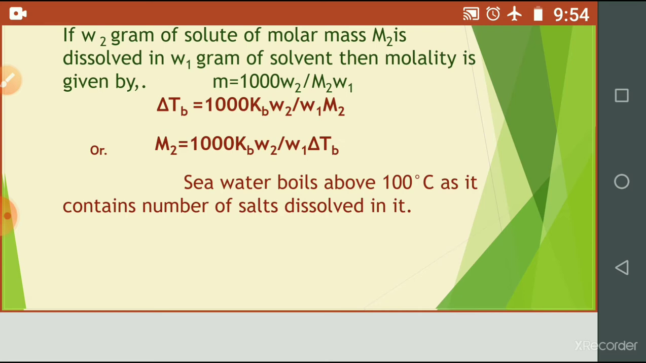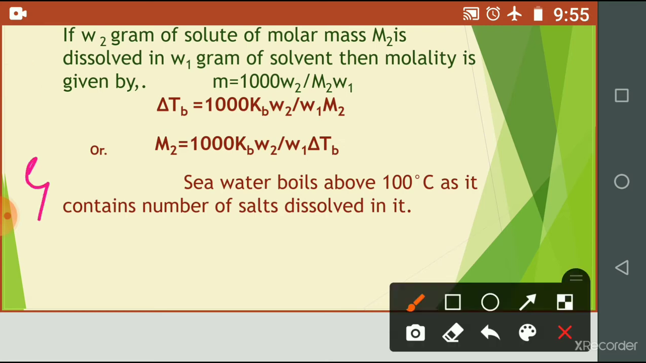In the exam, they usually ask: give reason, sea water boils above 100 degrees Celsius. Why? It contains a number of salts dissolved in it. So, whenever we dissolve a salt, the boiling point of the solution will be more.